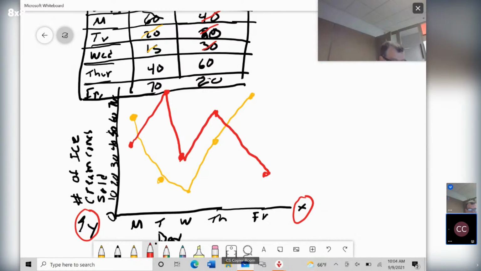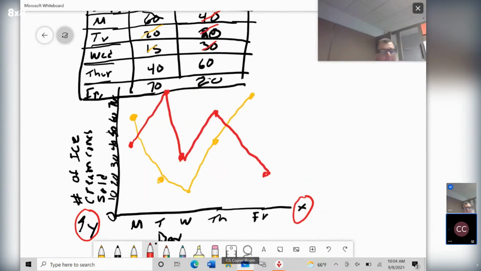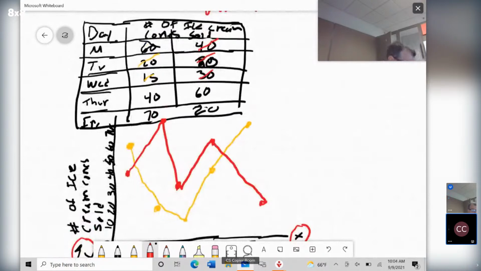Okay. So basically, what we've done is we've taken number of ice cream cones sold, but there are two different types of ice cream cones sold. There was vanilla and there was chocolate. And each day there were different numbers of ice cream cones sold. We looked at Monday through Friday. And on certain days there were more vanilla, and on other days there were more chocolate.